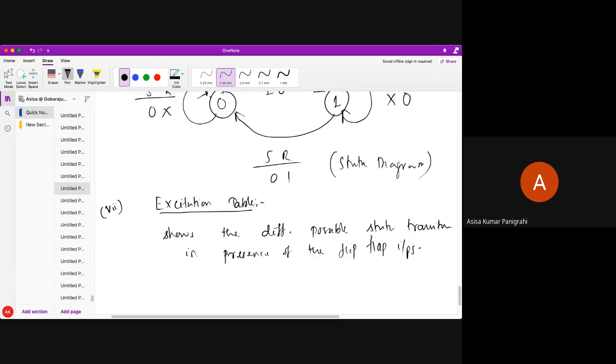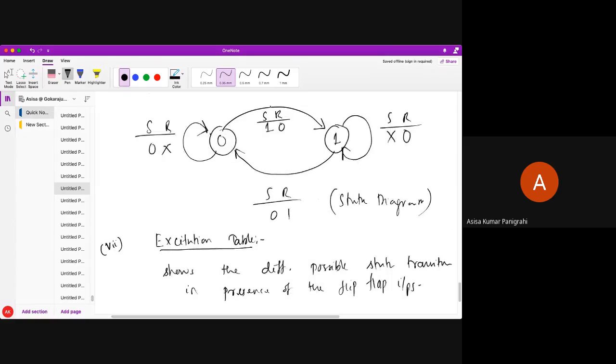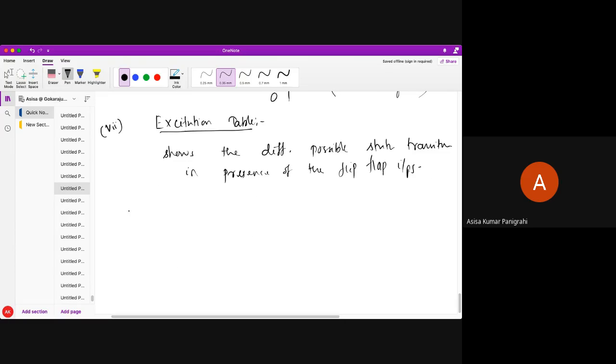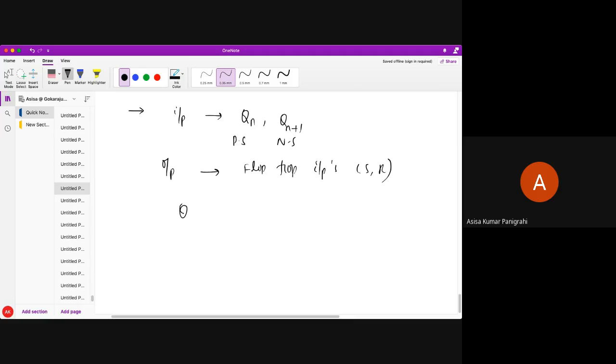So what does it actually tell? The excitation table tells how the state transition happens in presence of the SR flip-flop. So if I can represent this complete SR flip-flop state diagram in a table, that is nothing else but my excitation table. Do you all understand? So all are interrelated, students. So in the excitation table, what are the inputs? Inputs of the excitation table are Qn and Qn plus 1, means present state and next state. And what is the output of the excitation table? Output of the excitation table is the flip-flop inputs. So what are the flip-flop inputs here? S and R.